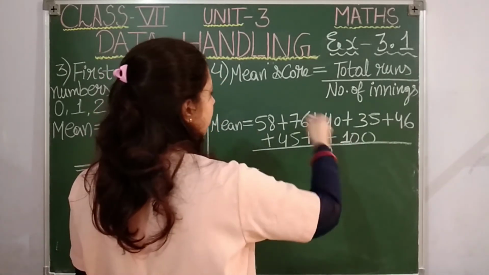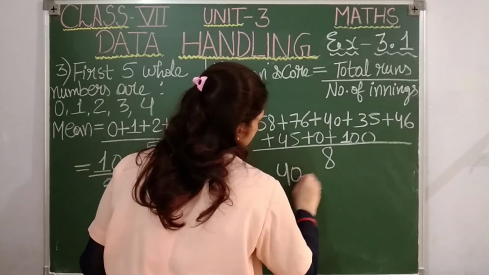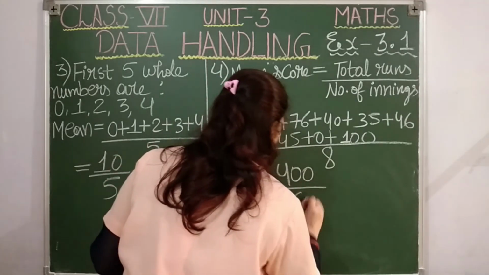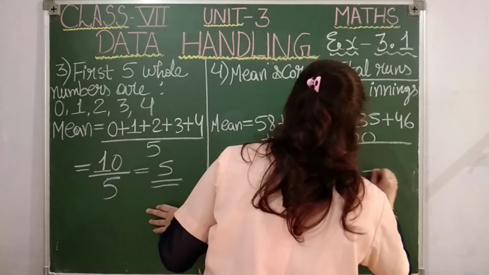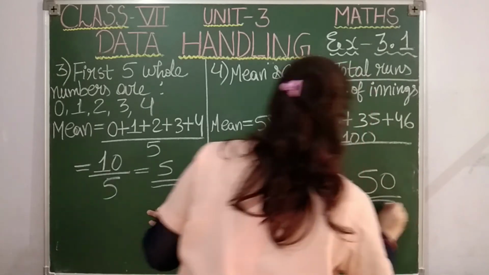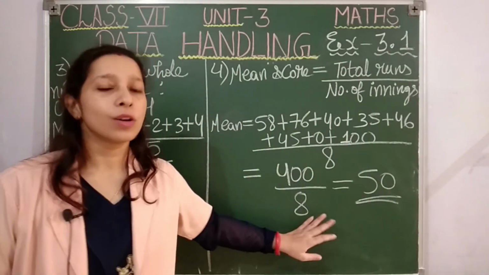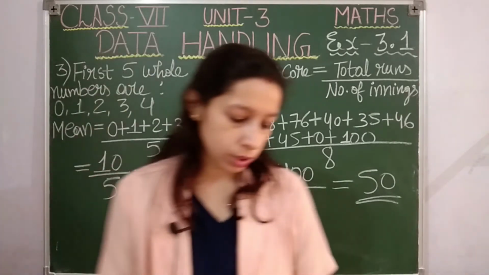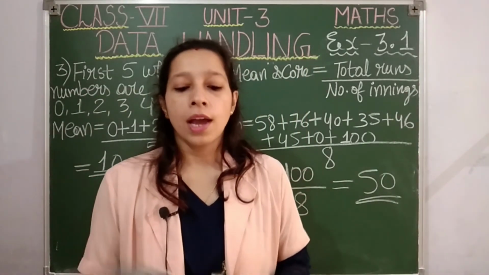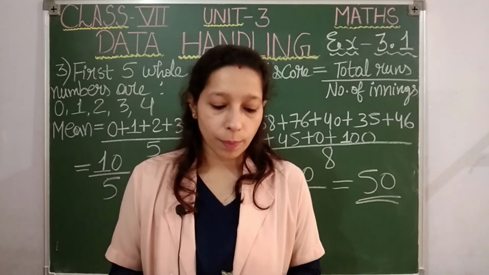When you add the above numbers, you are going to get 400, students. 400 divided by 8, we can cancel it. 8 5s are 40 and this 0. So, what is the mean score of the cricketer? It is 50. Clear, students? So, this was your question number 4. Now, let us see our next question, question number 5.